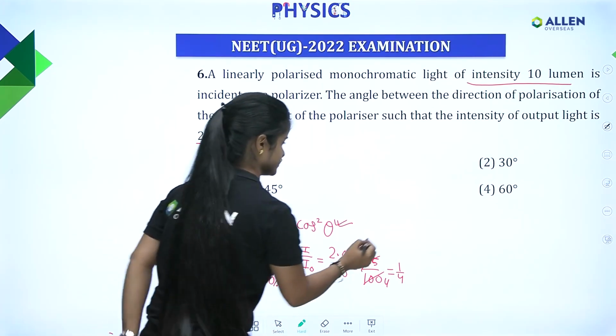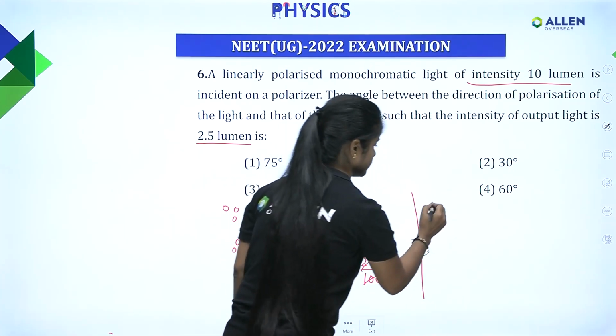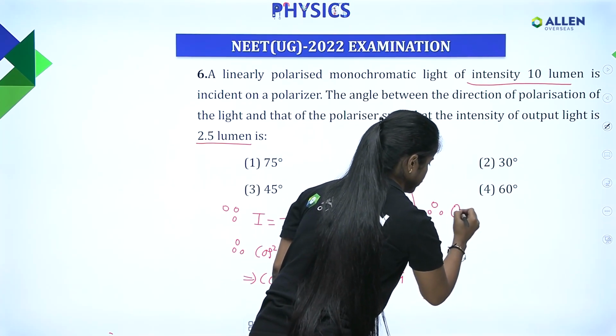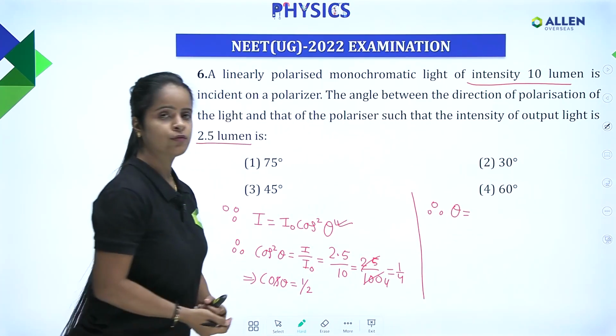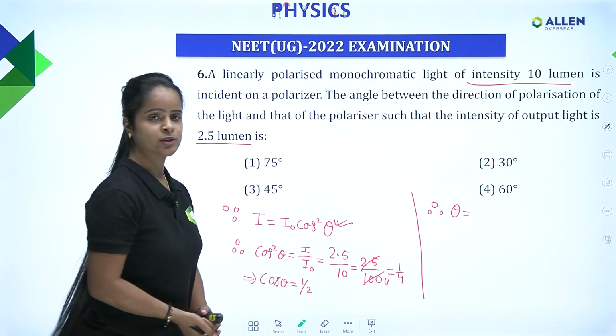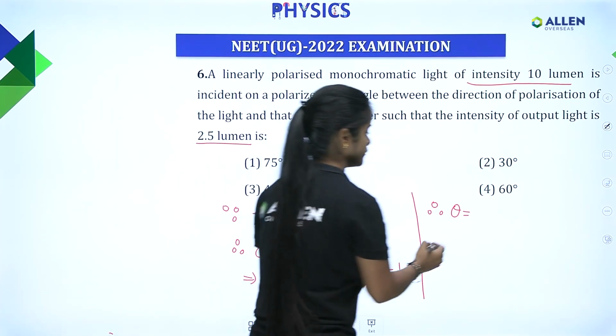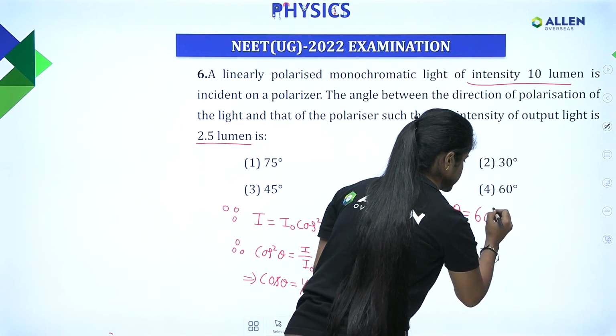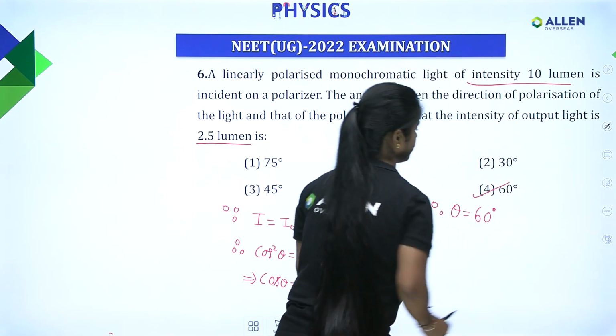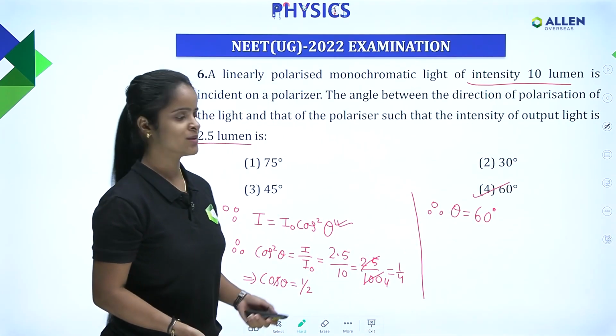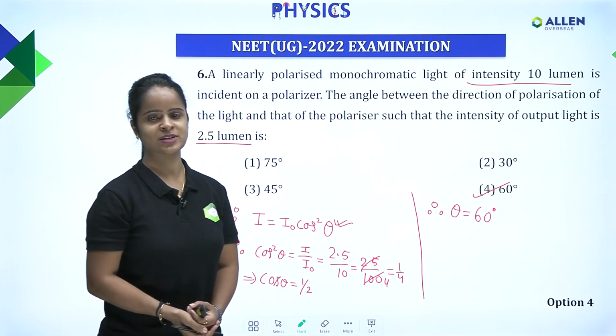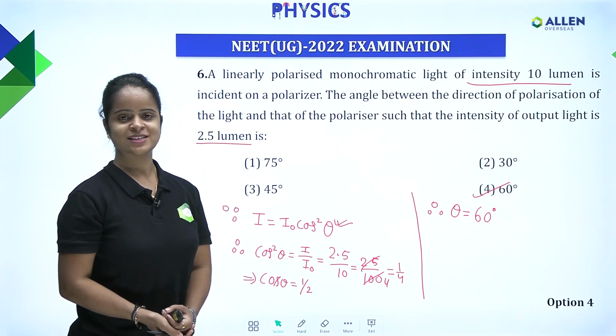Therefore, the value of theta, at which value of theta do we get cos theta as 1 by 2? At 60 degree. So the value of theta will be equal to 60 degree. That is already given in our option number 4, and the same thing is written there, that is, option number 4 is the correct option. Hope it is clear to everyone.